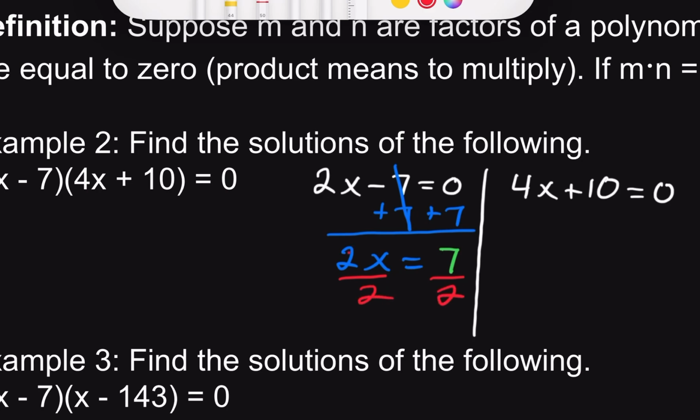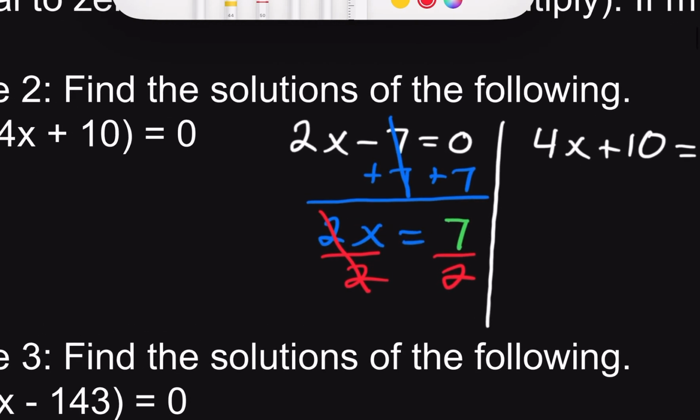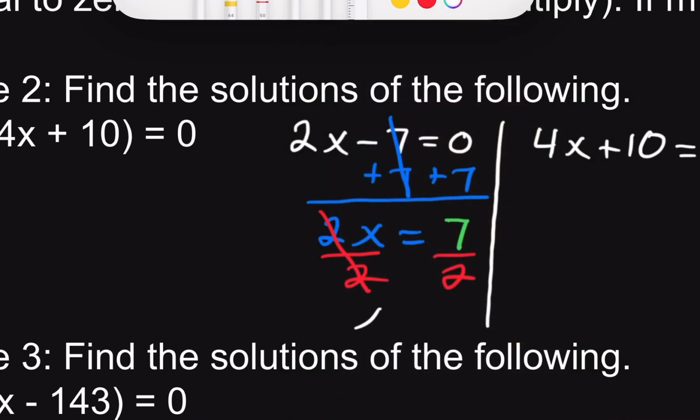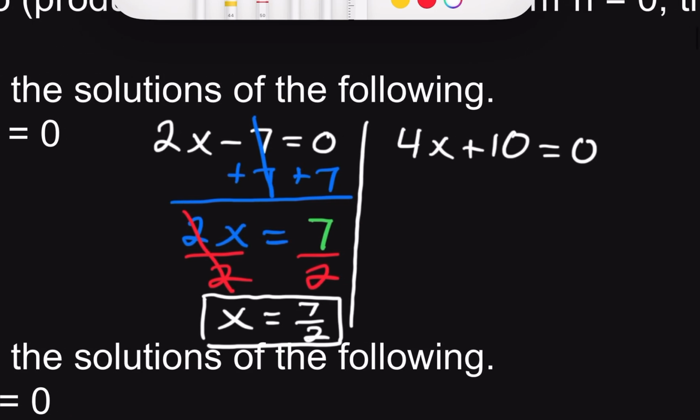Once again, we want to get x by itself. The 2s simplify each other out. And now what we have left is x is equal to 7 over 2. That is the first solution of the equation. And if you can reduce the fractions, you should definitely reduce your fractions. Now let's do it for the other one, solve for x. To get x by itself, we're going to subtract 10 from both sides.